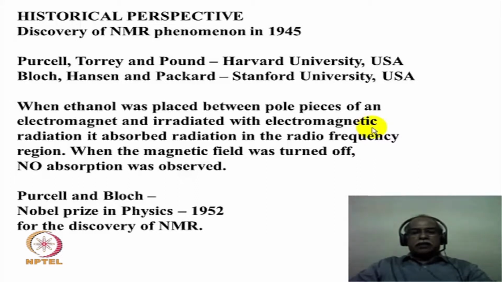What they observed was that the sample absorbed the electromagnetic radiation in the radio frequency region when the magnet was turned on. When the magnet was turned off, there was no absorption of the electromagnetic radiation. From this experiment, they concluded that they are actually studying a magnetic property of the sample. Purcell and Bloch were awarded the Nobel Prize in Physics in 1952 for the discovery of the NMR phenomenon. Now, the NMR phenomenon was developed into NMR spectroscopy and now it is very widely used for the structure determination.